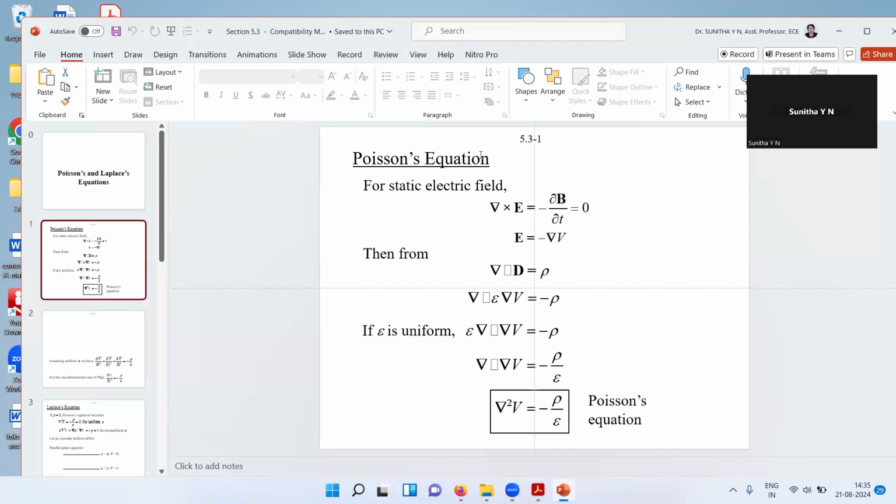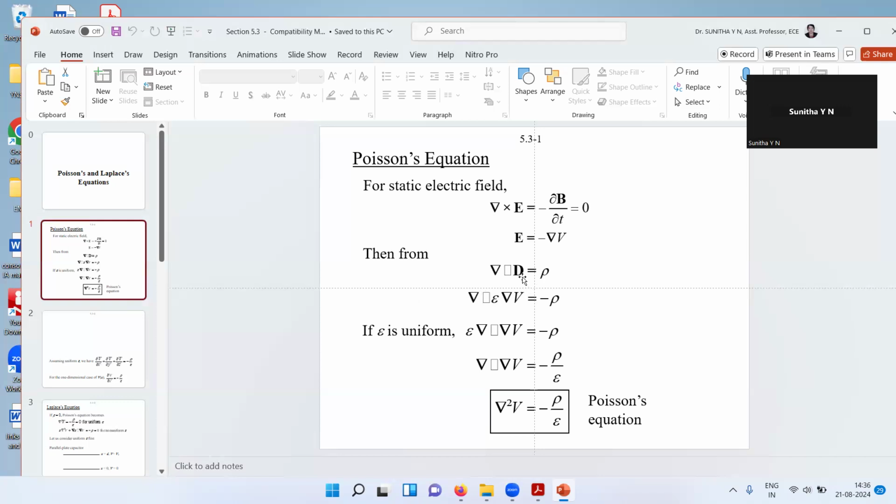With these two equations, we are trying to understand Poisson's equation. We know that the divergence of electric flux density D, that is del dot D, is equal to rho. This is the point form of Gauss's law. We can write it as divergence of D is equal to rho, where rho is the charge density.